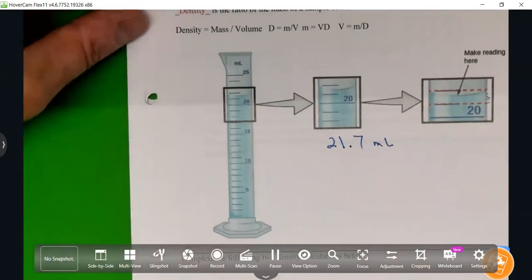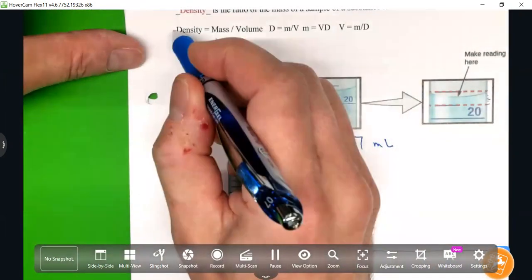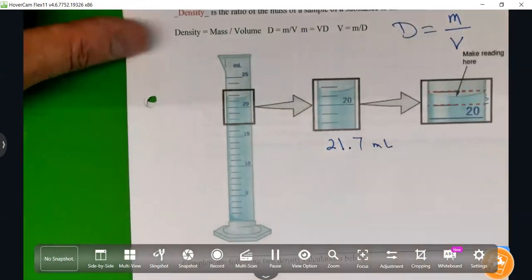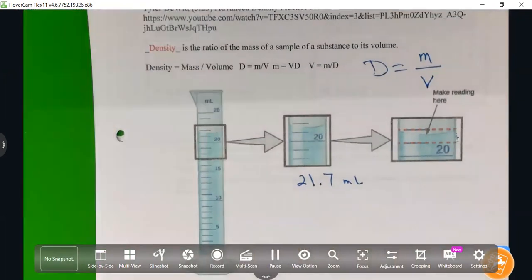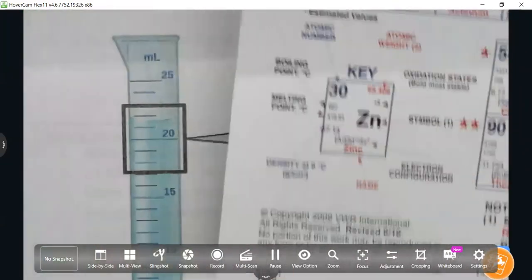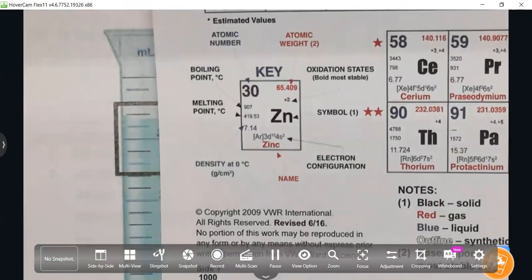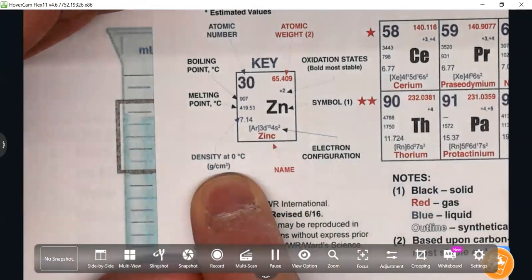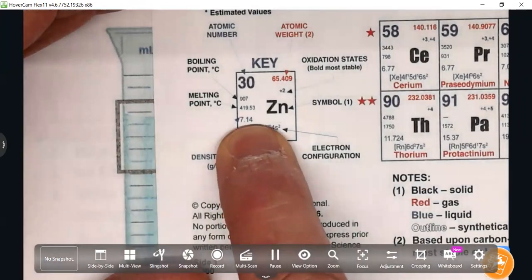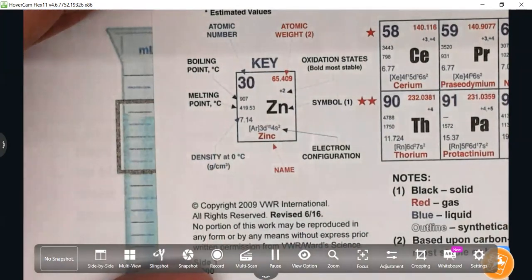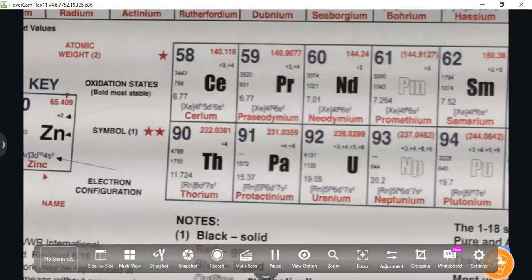All right, let's talk about some density. We know that density is equal to mass over volume. All your densities are on your periodic table. So if I zoom this in, density right here is this number. Okay, so the densities are on your table. You'll be using that to look things up.